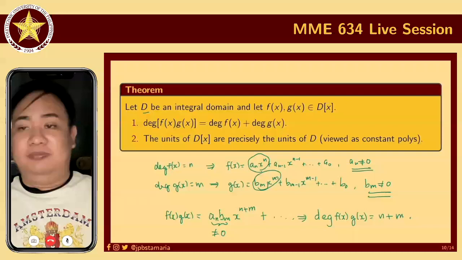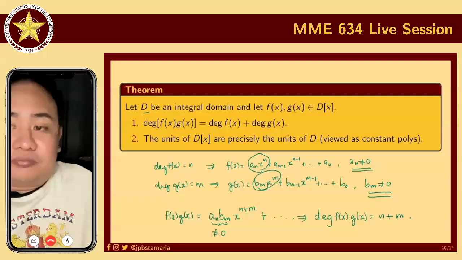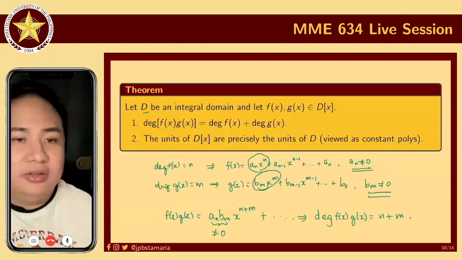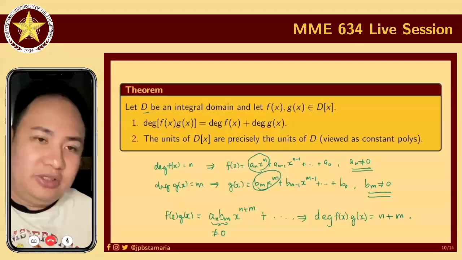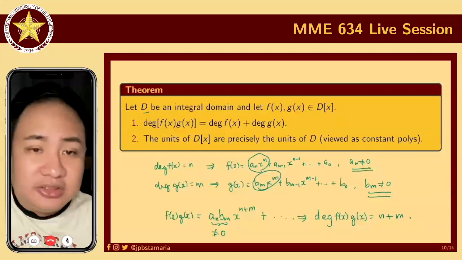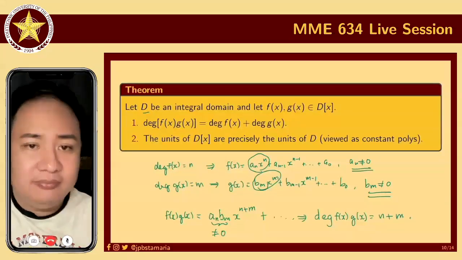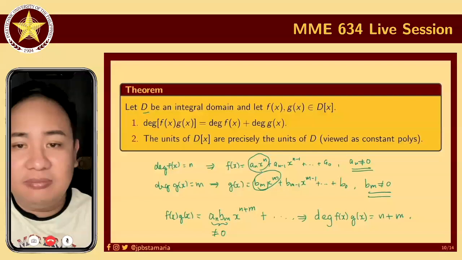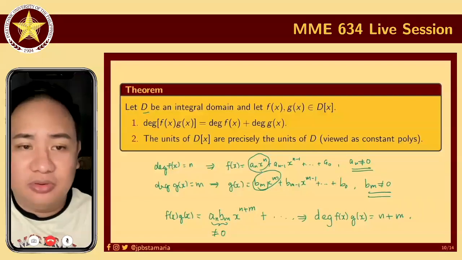Naintindihan nyo ba? Naintindihan nyo so far? Okay. May second claim tayo: the units. Ano yung sabihin ng units? Yung mga elements na may multiplicative inverse. The units of this polynomial ring are precisely the units of D when you view them as constant polynomials.